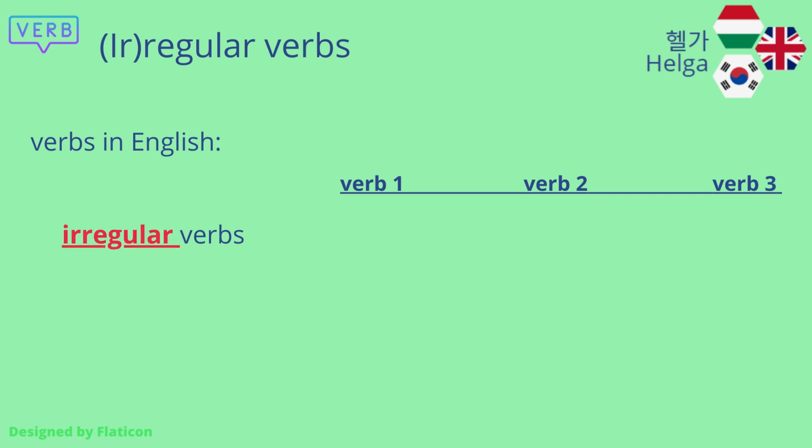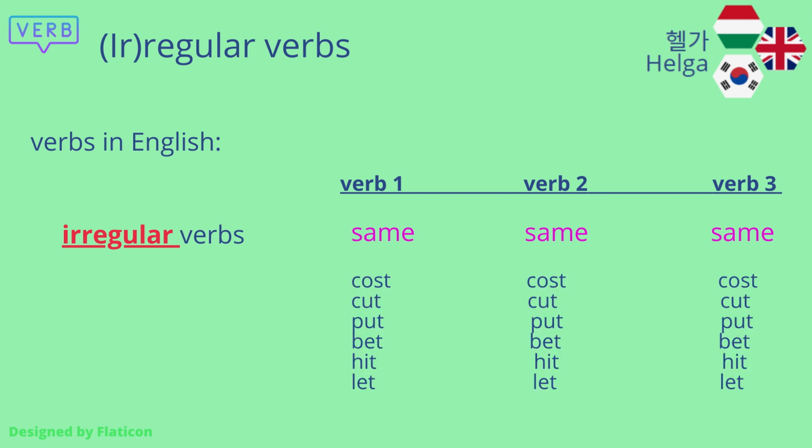Now, the next one is irregular verbs, and unfortunately, they are not easy. Sometimes they have the same form. Same for verb 1, verb 2, and verb 3, it's easy. For example, cost, cost, cost, cut, cut, cut, put, put, put, bet, bet, bet, hit, hit, hit, and let, let, let. It's easy.